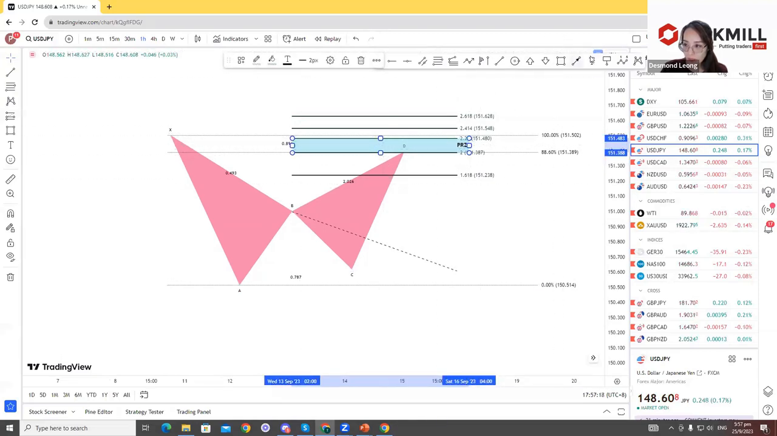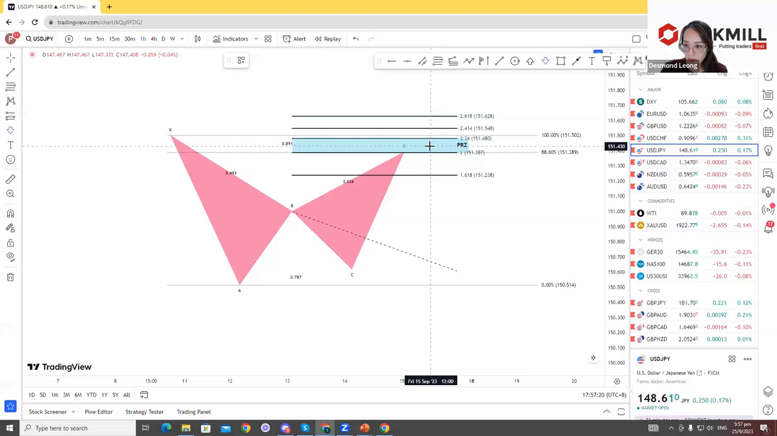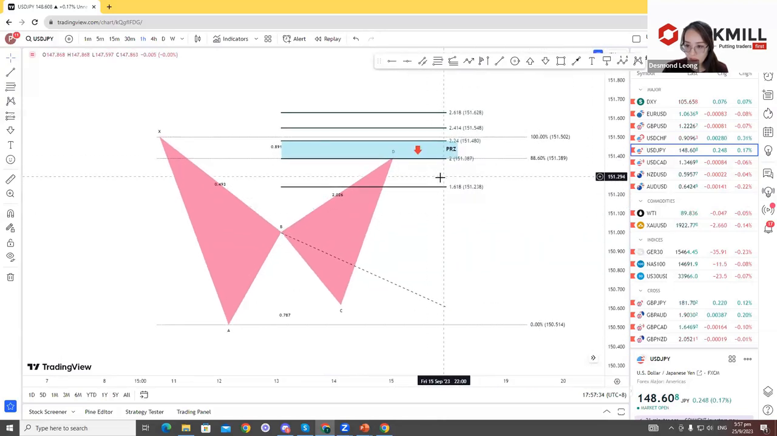Meaning that when the price comes here, we will have a pending sell order over here. Basically, the PRZ will be somewhere with a Fibonacci confluence. In this case, we have 88.6%, and for the BC extension, the D point has 200% here, lining up with 88.6%. So this is our PRZ.